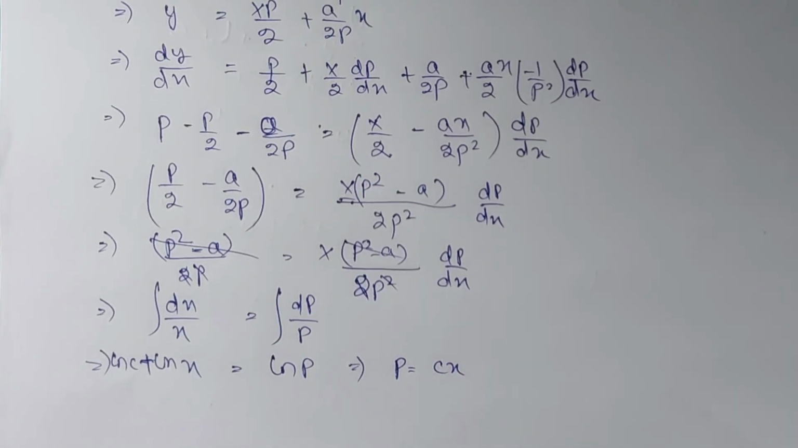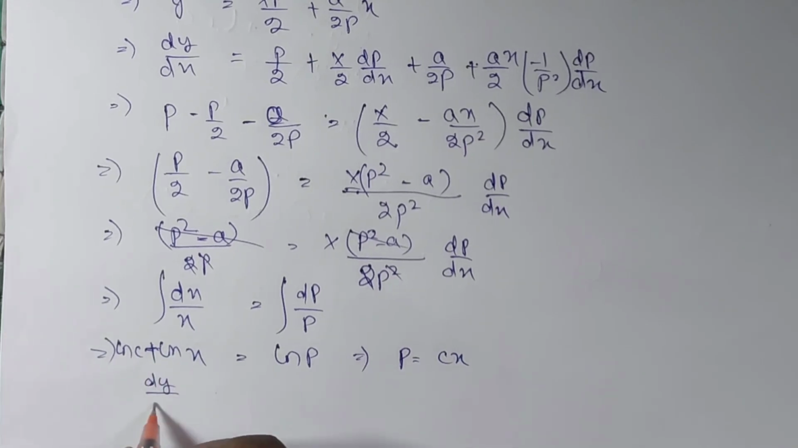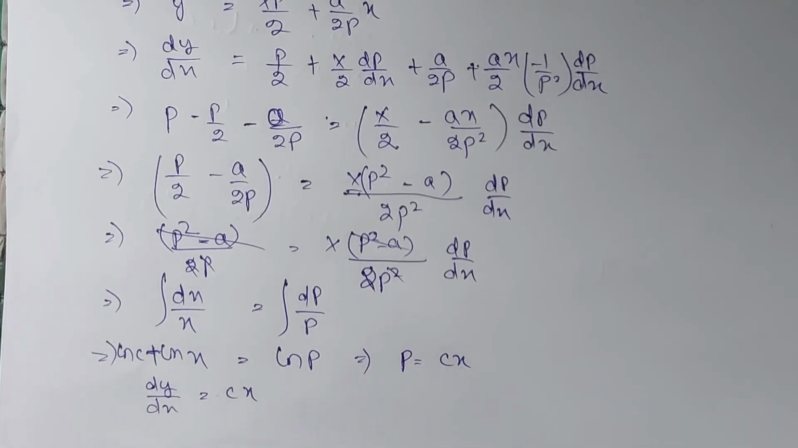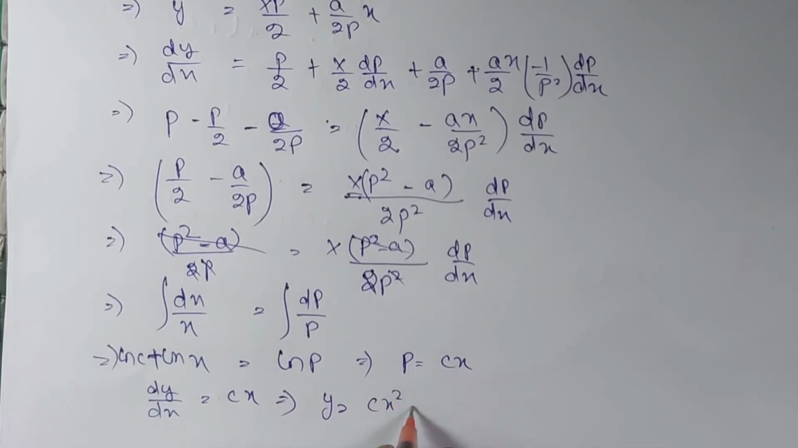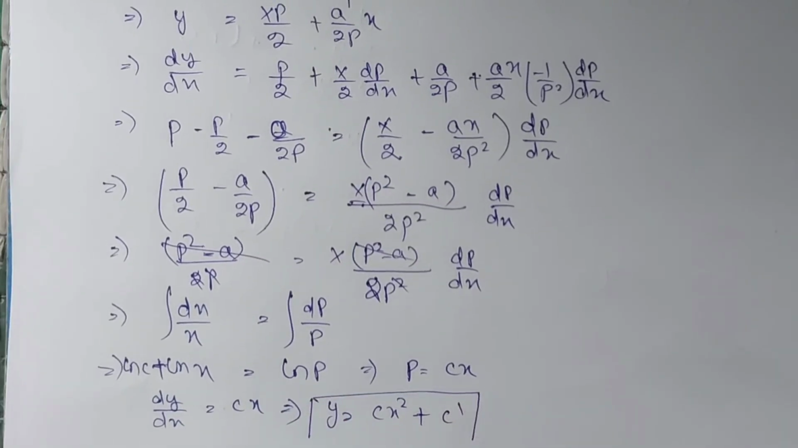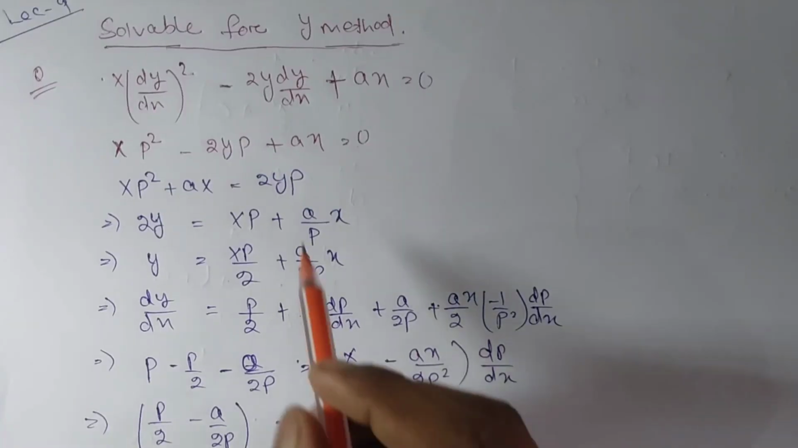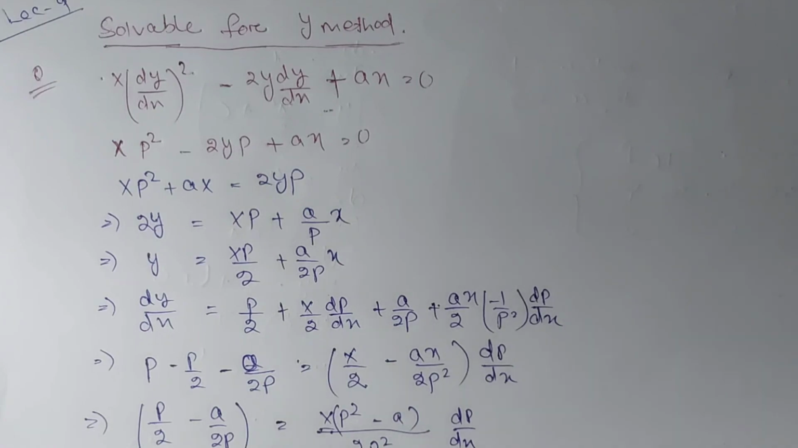Where p is nothing but dy by dx equals c x. Then y equals c x square by 2 plus some integration constant c dash. So this is our general solution for this differential equation. So now we have seen how to solve the higher degree differential equation by the solvable for y method.